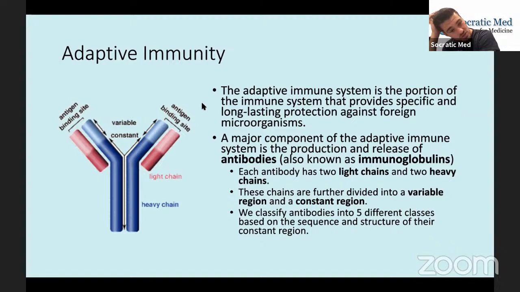This constant region remains constant for a specific antibody, but it changes depending on class. So there are 5 different classes, and you would expect there to be 5 different types of constant regions. So there are only 5 constant regions, but the variable region will change for every single antibody that's out there because they have to attach to different antigens. The chains are further divided, and we classify the antibodies into the 5 classes based on the sequence and structure of their constant region.